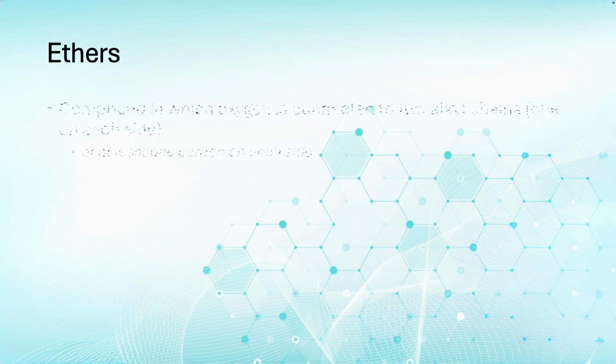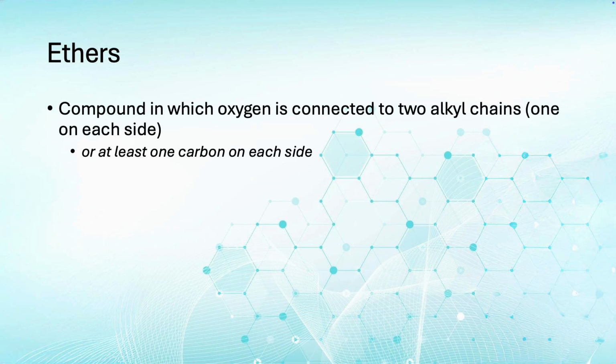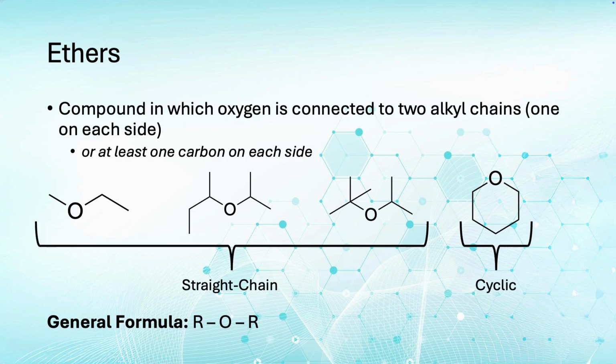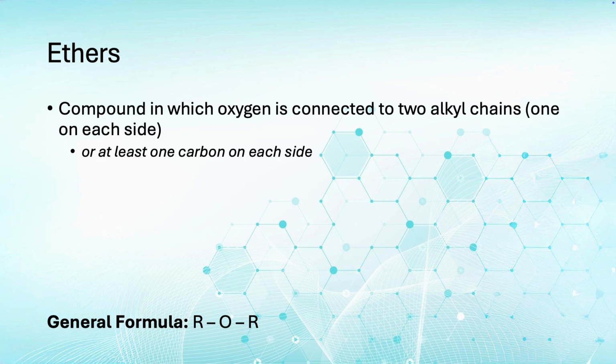Ethers are simple. You have an oxygen connected to two alkyl chains, or at least one carbon on each side. Ethers can come in different shapes and sizes, and you'll often see them written as R-O-R. You can see ethers in straight chain forms or even cyclic ethers. No matter what, they're still the same functional group.